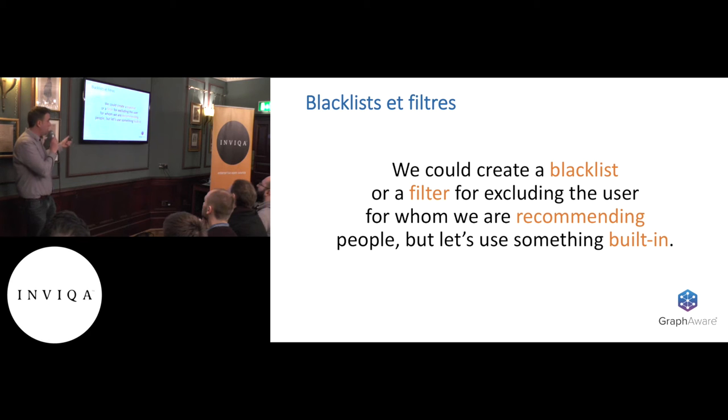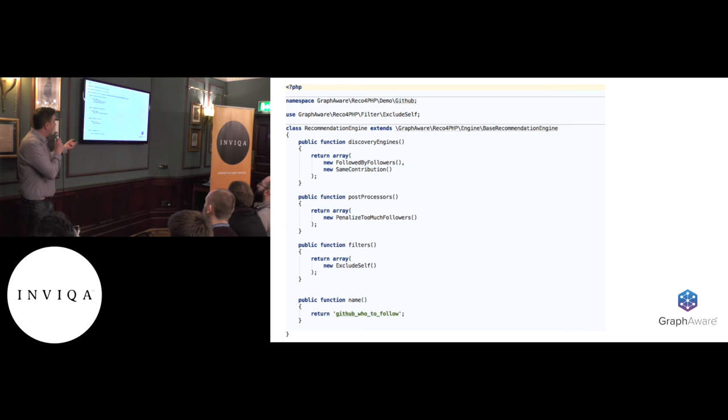The two other components are blacklist and filters. For a blacklist, for example, you can preload all the people you are already following, and then compare the recommendation to this blacklist. Filters can be used, for example, if we live in the same city. You will not do that with a blacklist. If you're in London, you will load a million people, right? So you will do it just with a filter and compare if one node lives in a city and the other node lives in the same city. For excluding myself, there is something built into the library, which is exclude self in the filters.